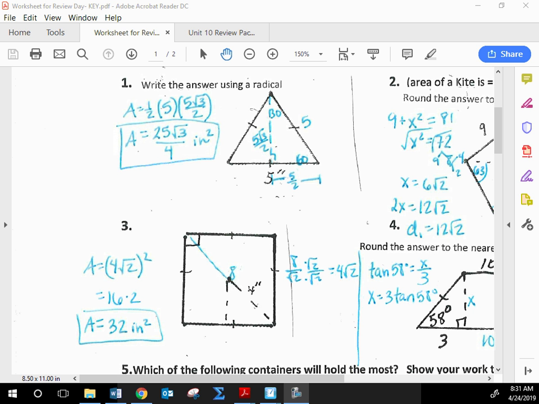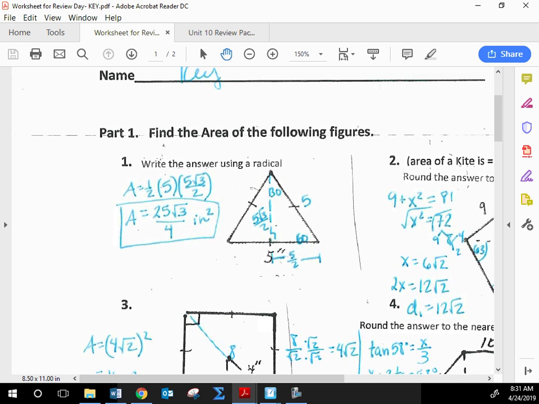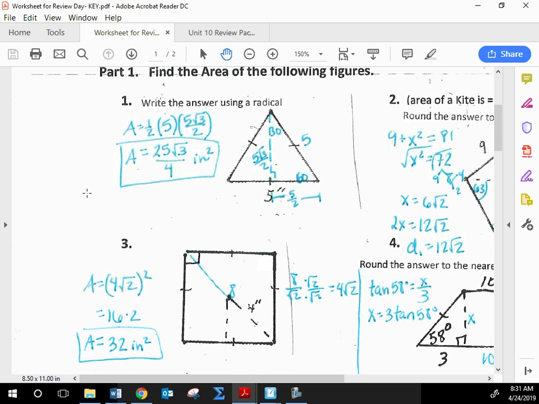Up, we did 1, 2, 3, and 4. For 1 and 3, they didn't tell us they were regular polygons, but the fact that we have those markings in here indicates that they are regular polygons. We really just have a triangle and a square.